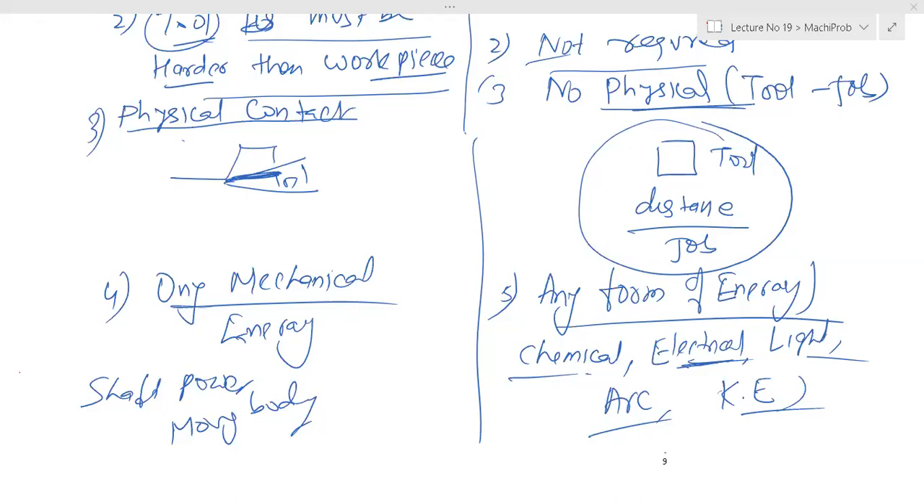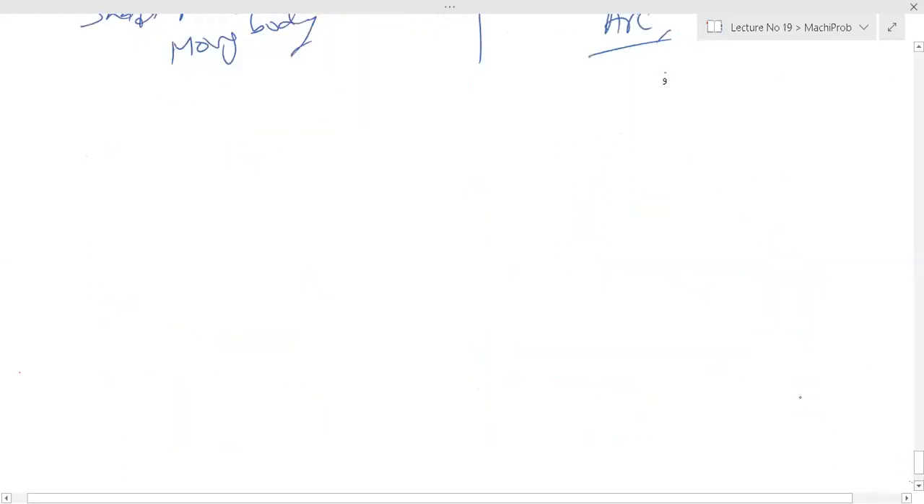Fine. We'll continue now. So only mechanical energy, any form of energy is fine, right? Any form of energy is fine. So what will we discuss? We'll discuss some non-traditional, some advanced machining processes.